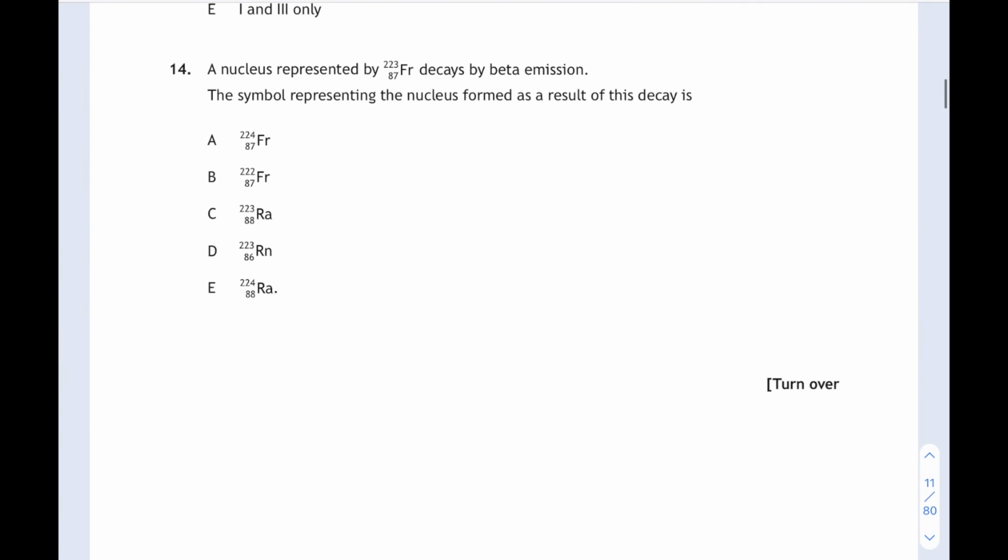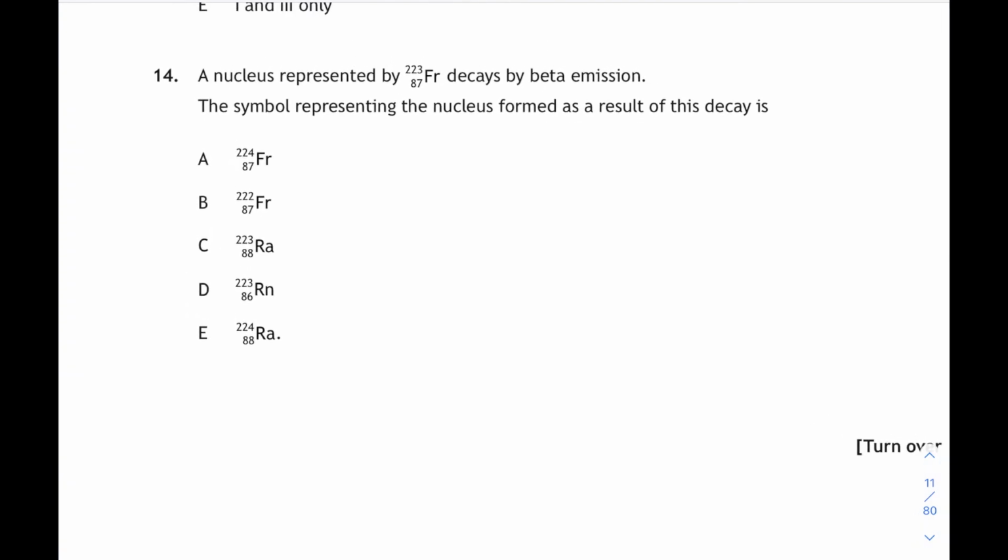14. Nuclear reactions here. Okay, we have a nucleus of francium, it looks like, 223 87 Fr, and it emits a beta particle. And we're asked to find the nucleus that is formed as a result.